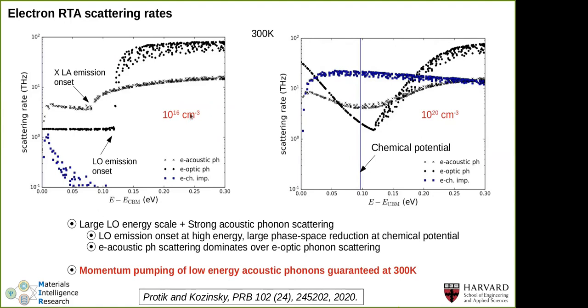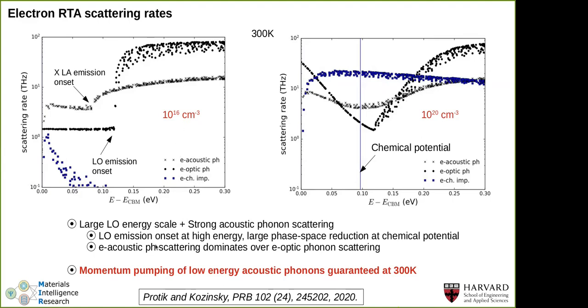So on the left, the electronic scattering rates are given for 10 to the 16 per centimeter cubed. On the right, for 10 to the 20 per centimeter cubed doping concentrations. First, note that there is a large longitudinal optic phonon energy scale, or LO energy scale, and that there is strong acoustic phonon scattering.